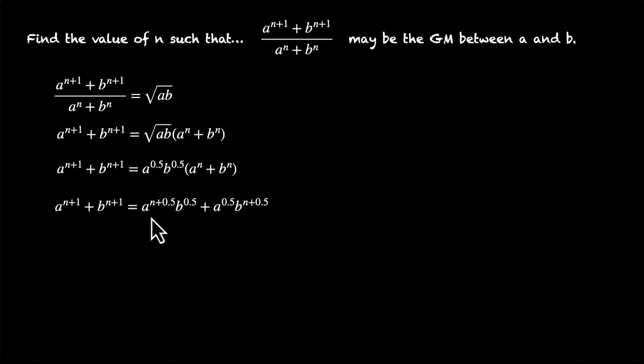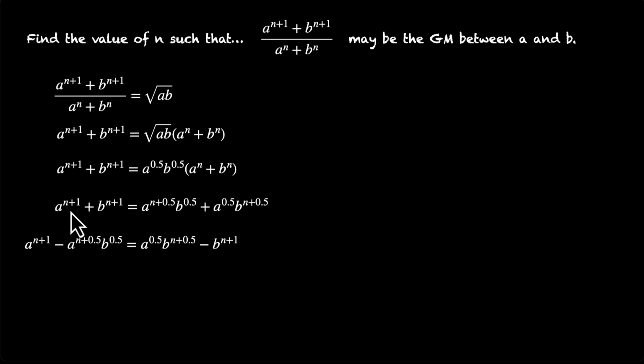So this becomes a to the power n plus half, b to the power half, plus here we have b to the power n. So this becomes b to the power n plus half and a to the power half. So we have two terms here and two terms here. What should we do next? We can move these terms, we can rearrange them.